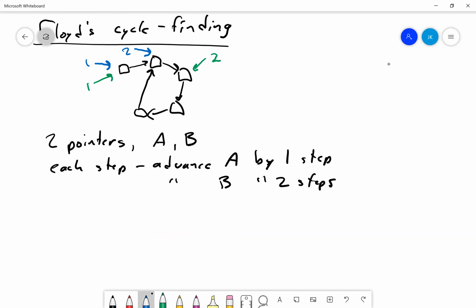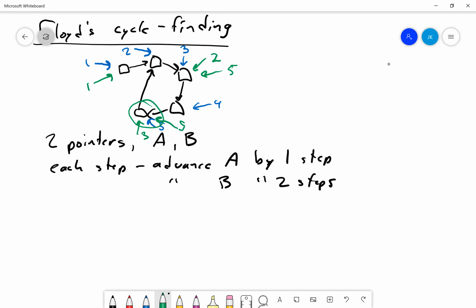Okay, at time step 3, we advance A by 1 and we advance B by 2. At time step 4, we advance A by 1 and we advance B by 2. So you're back here at 5. And then at time step 6, we advance A by 1 and we advance B by 2. And now notice that B and A are again pointing at each other at this point.